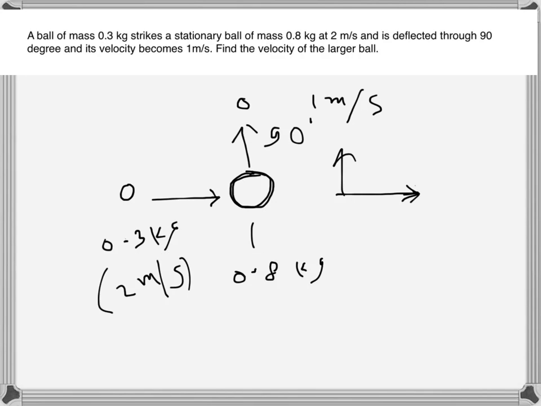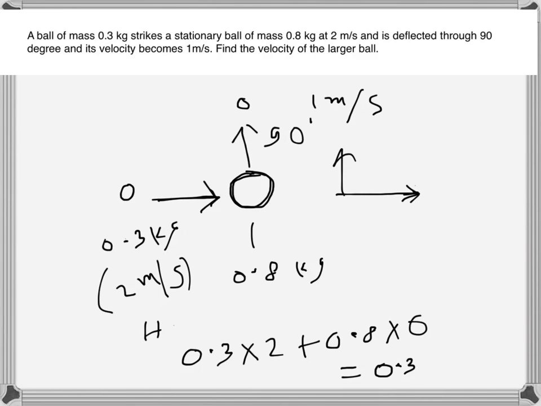Initially, if we consider the horizontal direction, let's say the initial direction, basically the direction in which the first ball hits the second ball, the total momentum is that of the first ball, 0.3 times 2, and the momentum of the second ball is 0.8 times 0, since it is stationary. After the collision we don't know the velocity of the second ball, but we know the first ball's velocity becomes 1 meter per second in the vertical direction, so its component in that direction is cos 90 degrees.